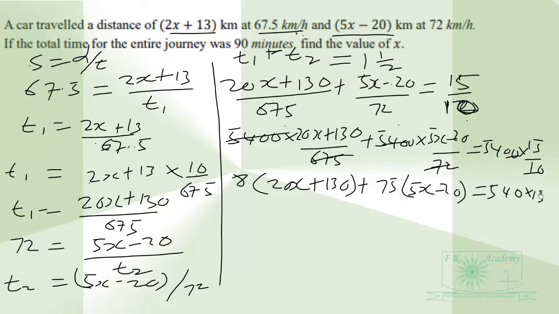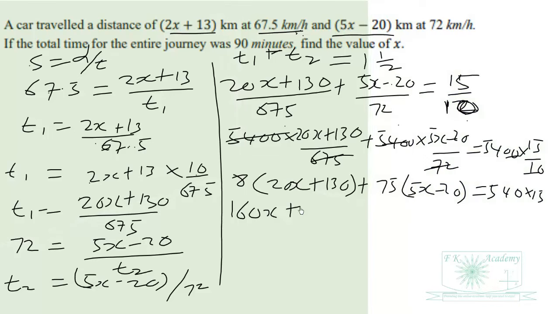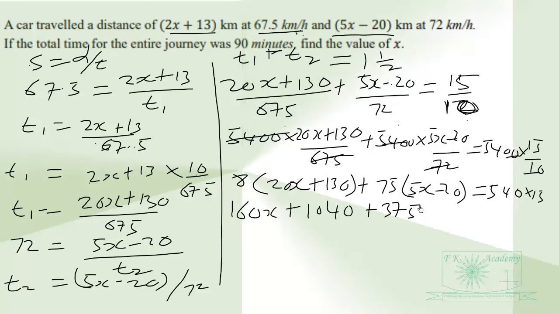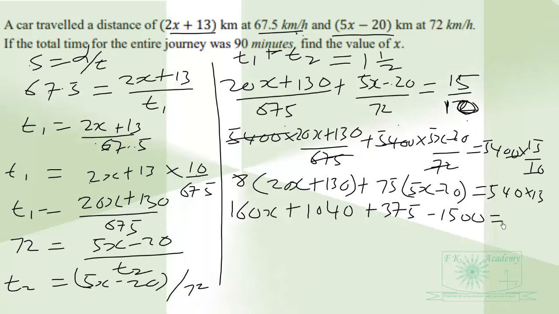8 times 20 will give us 160x. Then 8 times 130 will give us 1040. Then 75 times 5 will give us 375. Then 75 times 20 will give us 1500. Now 540 times 15 will give us 8,100.